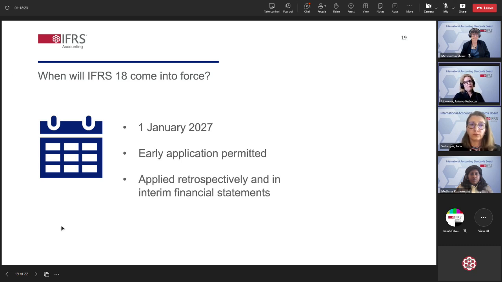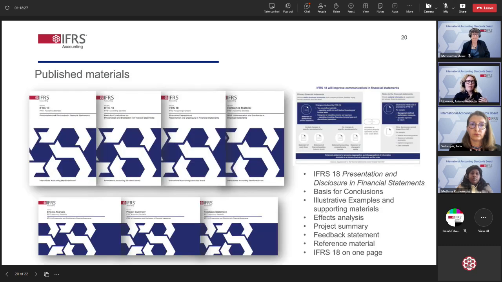Regarding the published materials, for those interested in finding out more, this slide includes the published materials related to IFRS 18, which are available on our website. These materials include the illustrative examples, but also flowcharts explaining requirements, as well as the effects analysis, which we hope will help our viewers with the transition process.